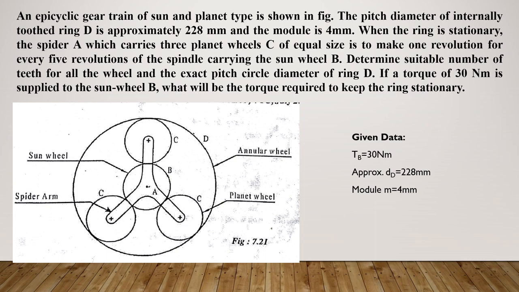An epicyclic gear train of sun and planet type. So this is another term used for epicyclic gear train. As I told in the description, the classification, it is sun and planet type. The pitch diameter of internally toothed D is approximately 228. See here the term approximately. It is not the exact here. Approximately 228 mm and the module is 4 mm.